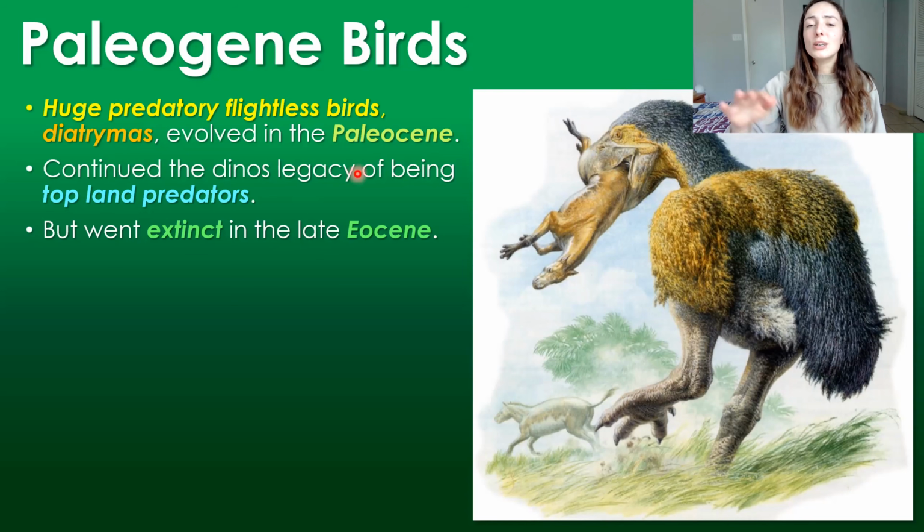And what I think is really cool is that they continued the dinosaurs' legacy of being top land predators into the Cenozoic after most of the dinos went extinct. So it was kind of like they were continuing their legacy, because they are, after all, dinosaurs, birds being dinosaurs. Today's birds, we look at them and we're like, those aren't dinosaurs. When we think of dinosaurs, we think of a huge, cool thing that's going to eat you. But these guys live up to the dinosaurs' legacy of being terrifying and huge. But luckily for us, they went extinct in the late Eocene.